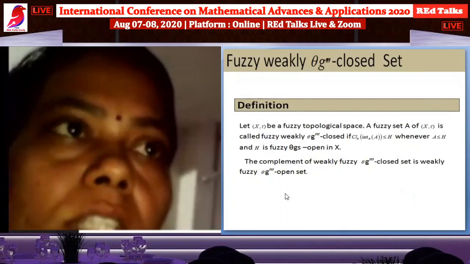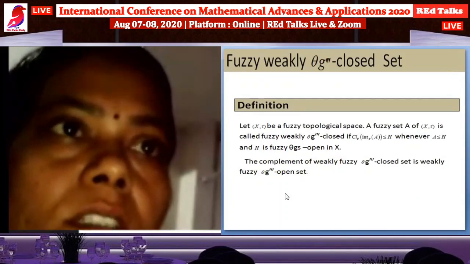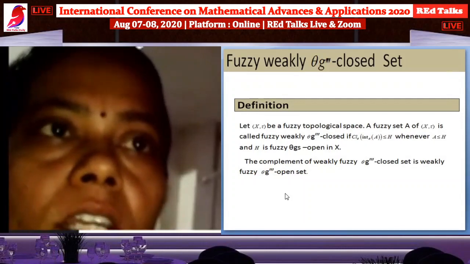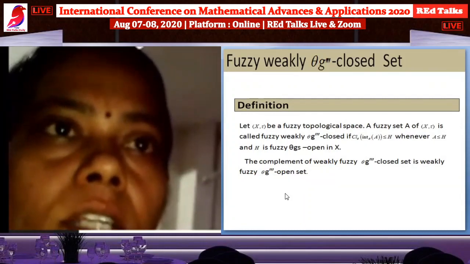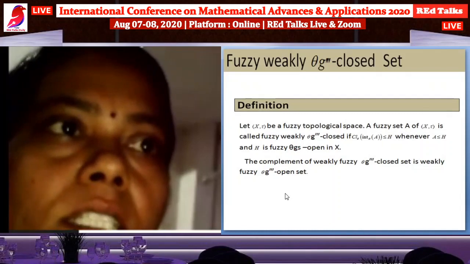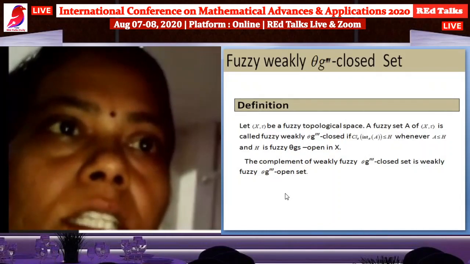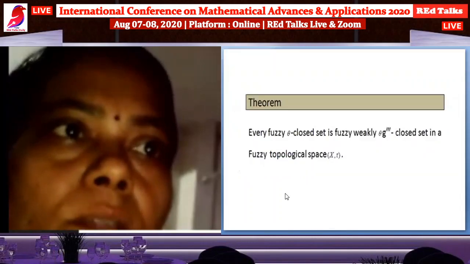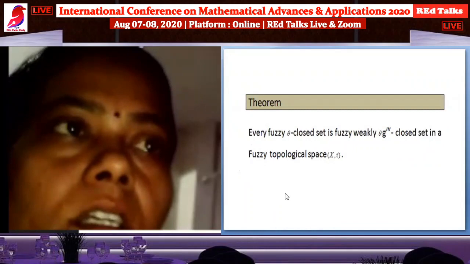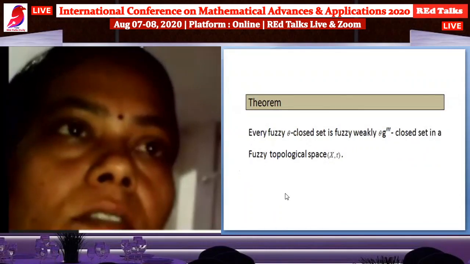This is our topic, fuzzy weakly theta G triple dash closed set. The definition of this set: a fuzzy set A of a topological space is fuzzy weakly theta G triple dash closed if theta closure of theta interior of A is less than or equal to H whenever A is less than or equal to H and H is fuzzy theta G open in X. The complement of a weakly fuzzy theta G triple dash closed set is a weakly theta G triple dash open set.